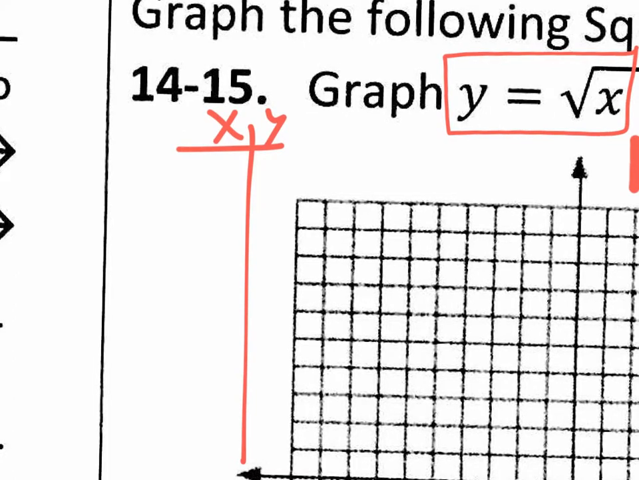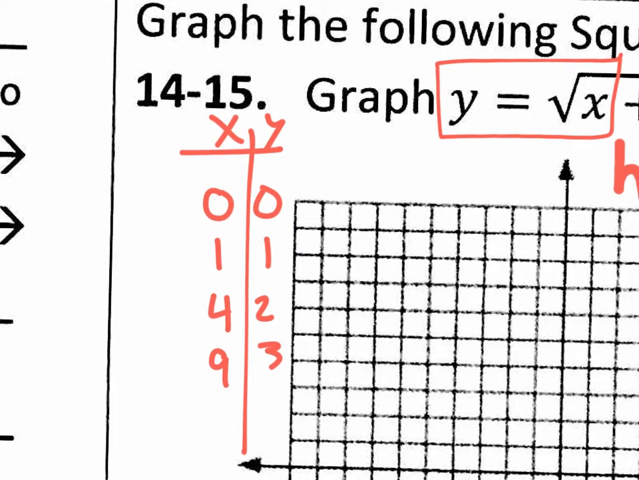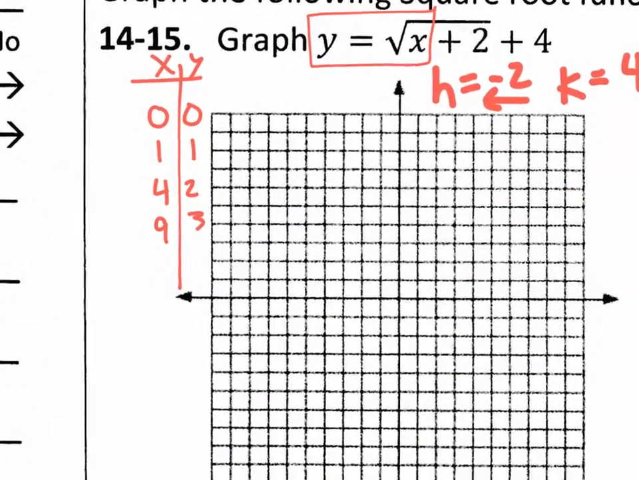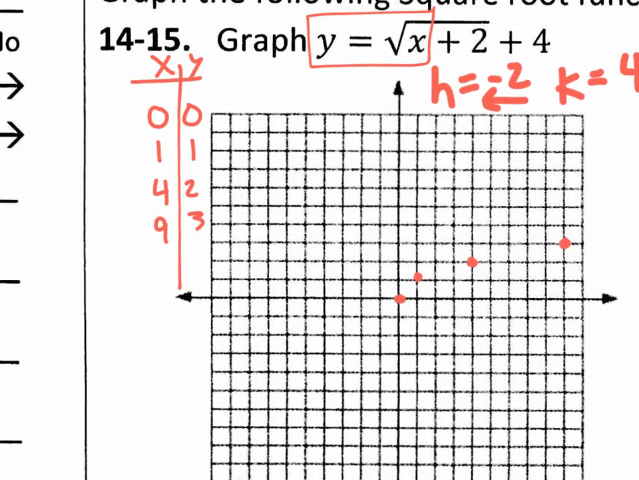So when you plug in some numbers, plug in 0, you get out 0 because the square root of 0 is 0. The square root of 1 is 1. When you plug in 4, the square root of 4 is 2. Plug in 9, the square root of 9 is 3. So we have these coordinates of the parent graph. I want to graph the coordinates of the parent graph. There they are. You have (0, 0), (1, 1), (4, 2), and (9, 3). That's the parent graph coordinates.